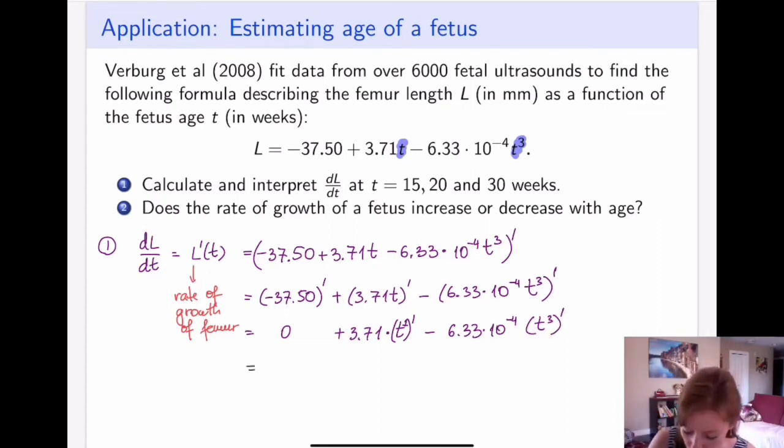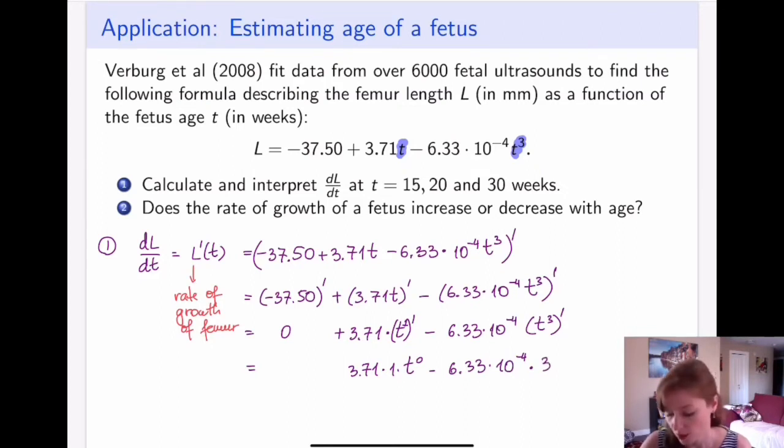Okay, so what am I going to have here? So this is equal to 3.71. The power comes down, which is 1, and gets reduced by 1 down to 0. Great. Now here I'm going to leave my ugly constant and take a derivative of t cubed. So the power 3 comes down and it gets reduced by 1 to t squared. And that's it. I'm done here. I can do a little bit more simplifying because I can notice that t to power 0, anything to power 0, is just 1. So in fact, the derivative of t is just 1.